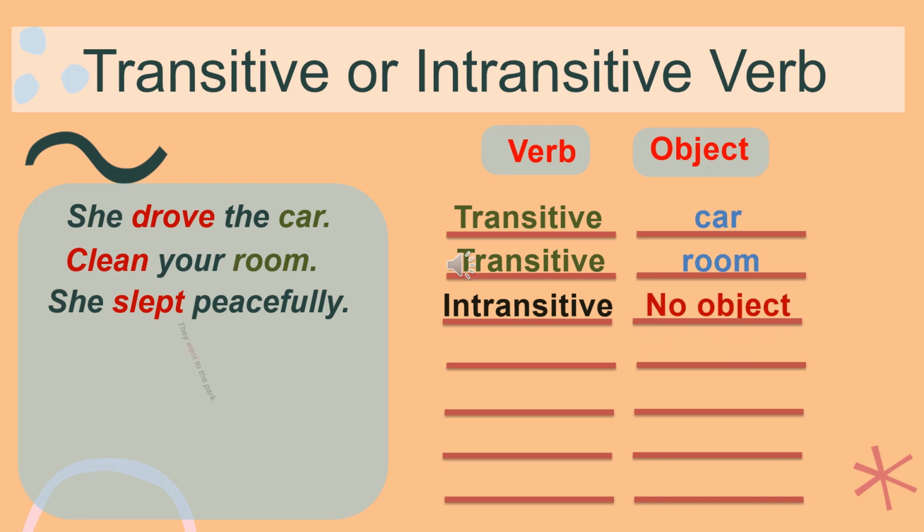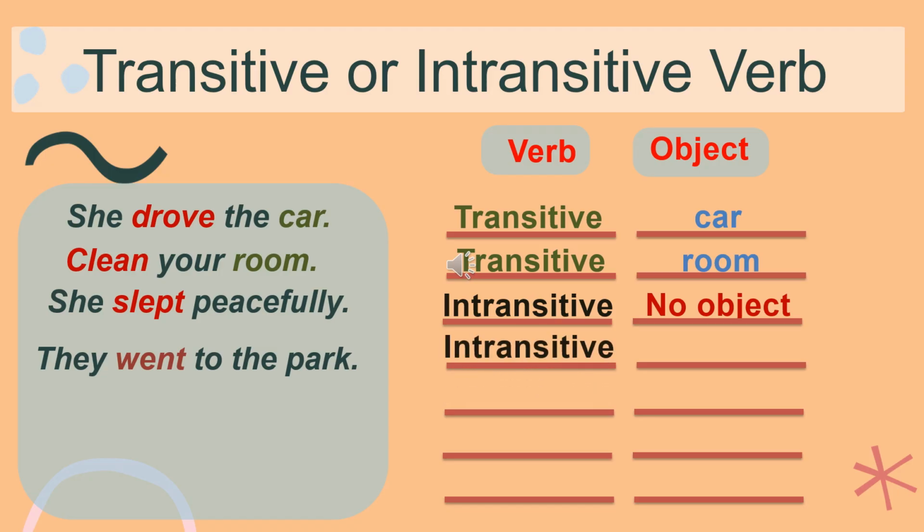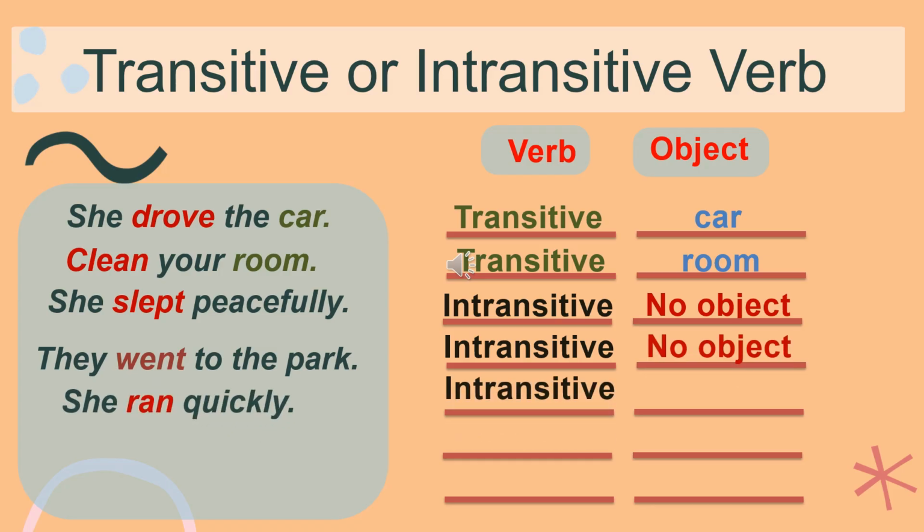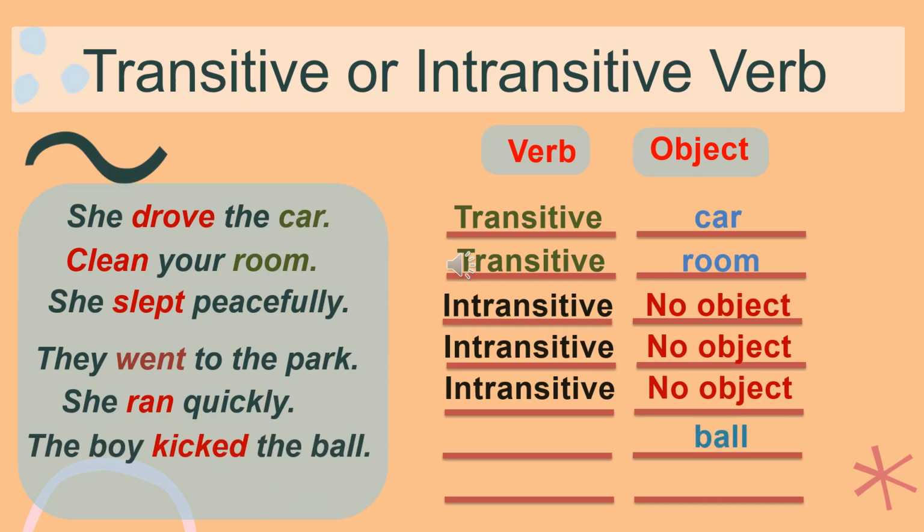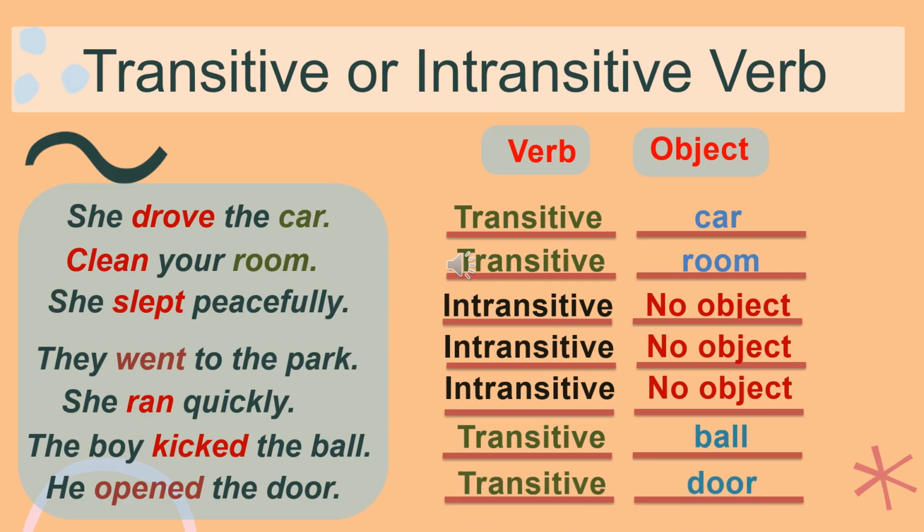They went to the park. Went what? No object. To the park is a prepositional phrase, intransitive. She ran quickly. Ran what? Just an adverb describing how she ran, intransitive. The boy kicked the ball. Kicked what? The ball. Action transferred, transitive. He opened the door. Remember that. Transitive verbs must have a direct object, which answers what or whom. Intransitive verbs need no object, the action is self-contained.